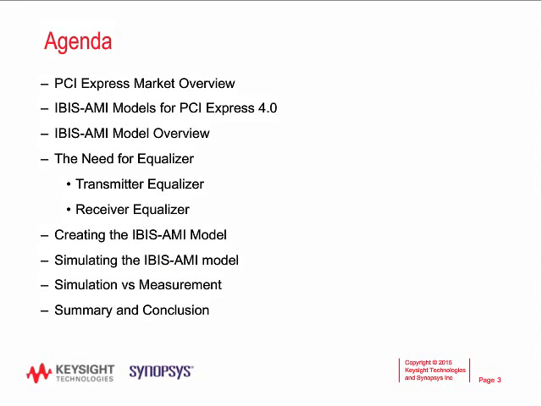After that, we will talk about why IBIS-AMI models are great for modeling PCIe transceivers. Next, we will do a brief overview of IBIS-AMI models. IBIS-AMI models represent the equalization performed in the transceivers. So first we'll take a look at why there's actually a need for these equalizers, and then briefly discuss a few common equalizer blocks. Once all of these are achieved, we will go over the steps involved in the creation of an IBIS-AMI model.